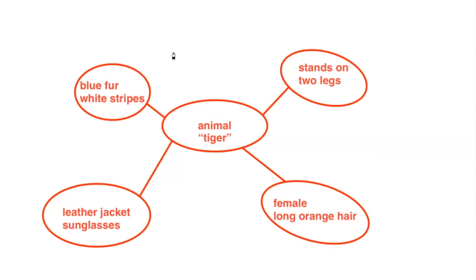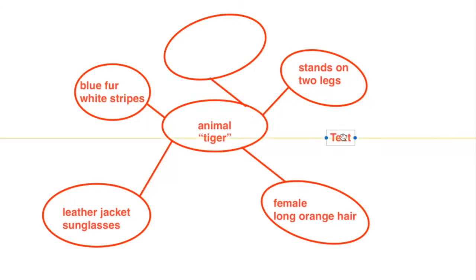So now let's start at the beginning. We have a tiger character. She's a female. She has long orange hair, but her fur is blue with white stripes, okay? Now she's standing on two legs like a human, and she's wearing a leather jacket and sunglasses. Now I could go on from here, and I could add other stuff in if I wanted to. So we might put in our text. Maybe she's got a necklace, rings. She could be wearing a hat.